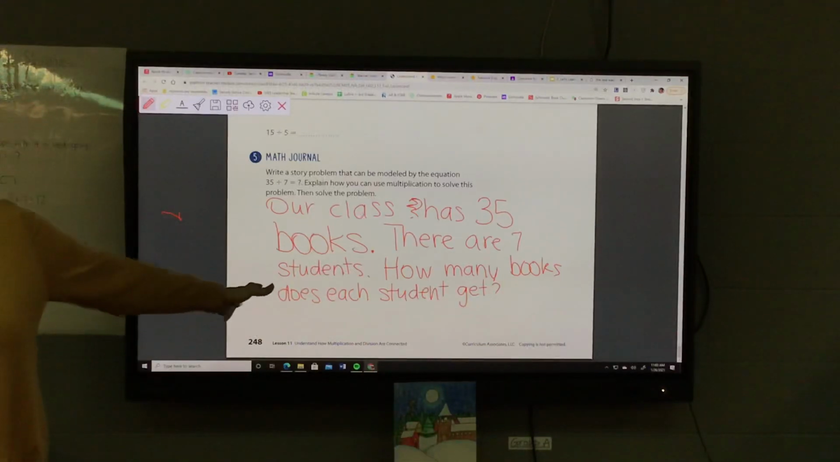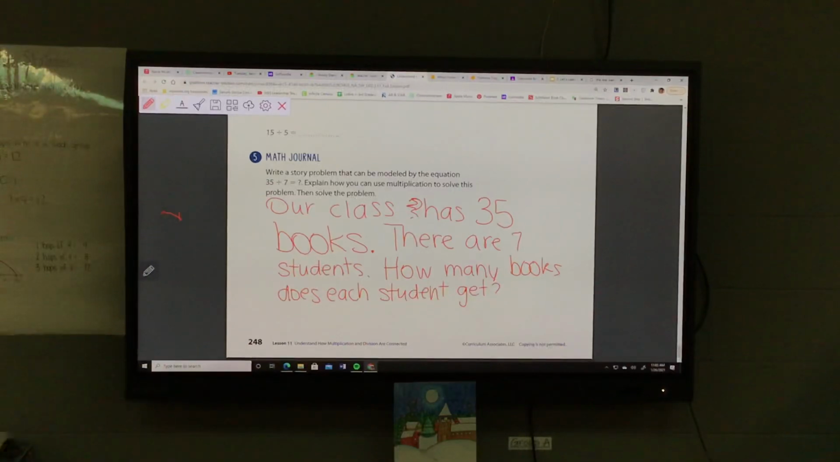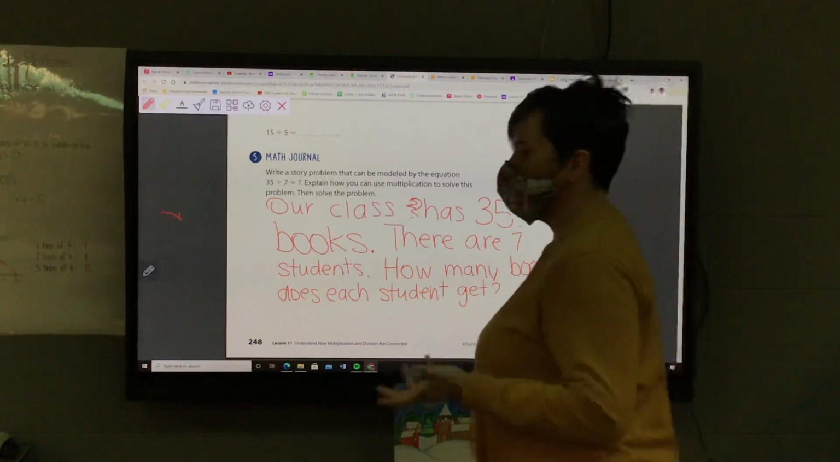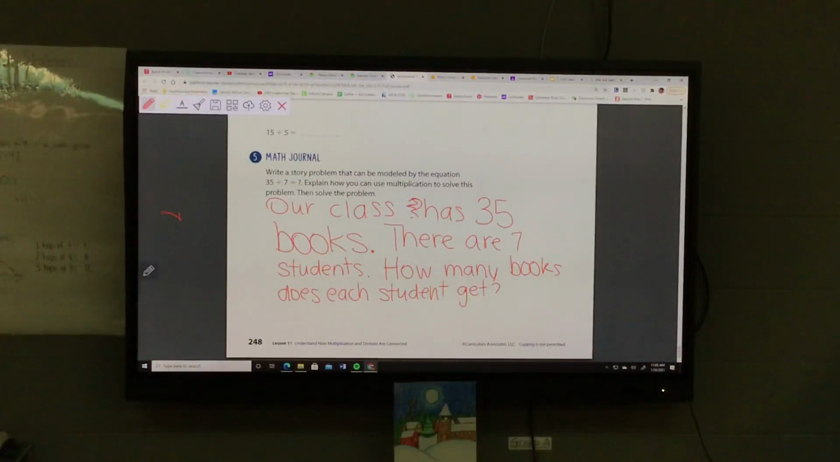Does everybody have the word problem? A few people are still writing. I want you to write a multiplication equation that would go with this, just underneath the word problem. And then go ahead and solve it. Do we use the question mark for the unknown number, or do we find the question mark for the unknown number? Go ahead and find the question mark for that unknown.